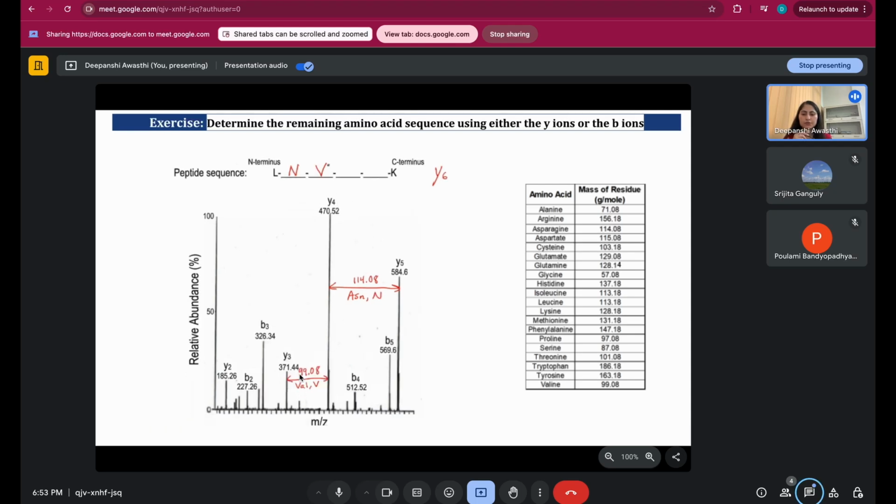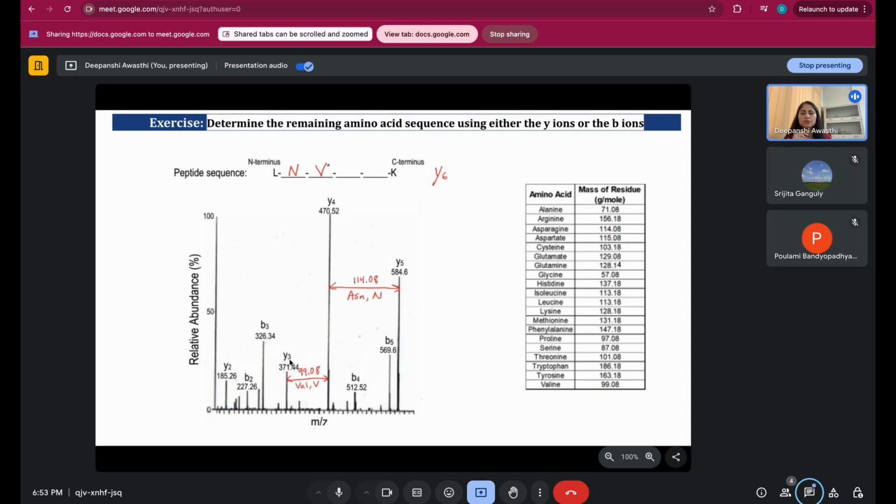Okay, so now if you can see Y4 and Y3, if we subtract them, we will get the difference of 99.08. And if we refer to the table at the right, in the last position you can see valine corresponds to the mass of 99.08. So in this way the third position will contain valine.